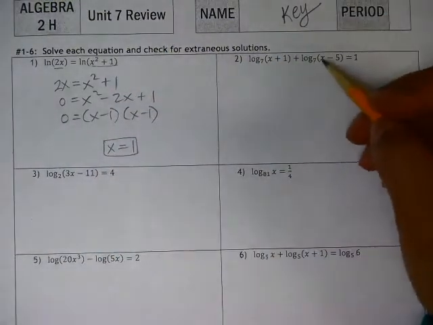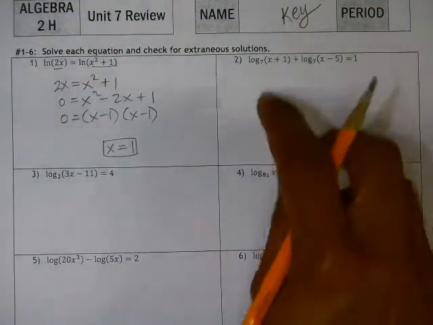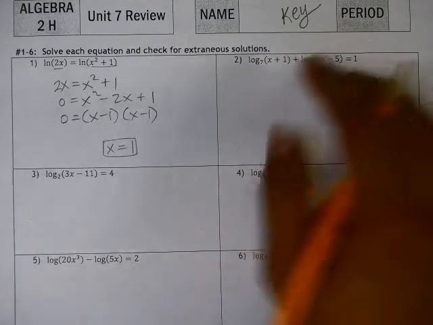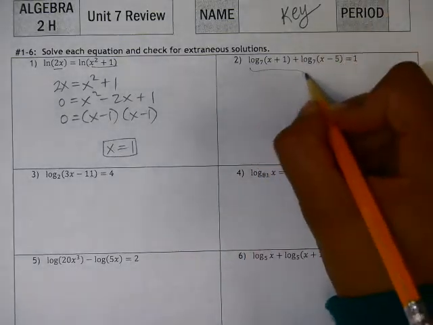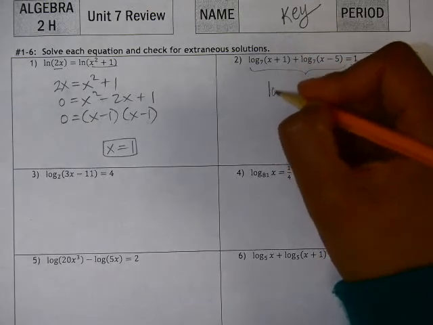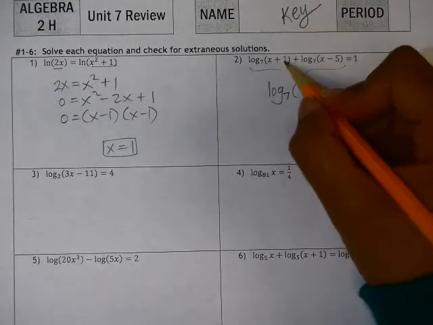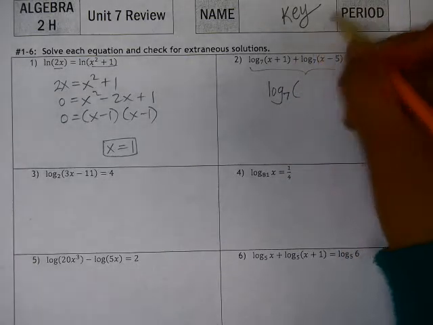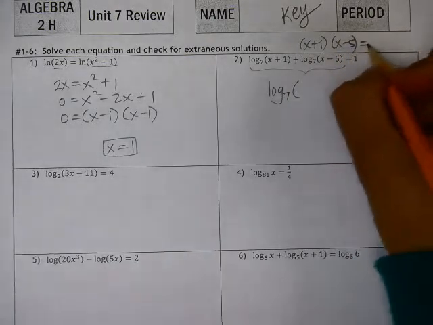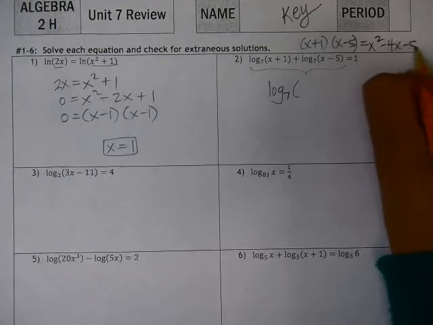On number 2, we only have logs on one side of the equation, but not on the other side. We also notice here there are two log expressions on the same side. So first we need to condense these two. These logs are being added, so we're going to use the product property to condense these, which means we're going to multiply x plus 1 times x minus 5. So if I multiply x plus 1 times x minus 5, we get x squared minus 4x minus 5.